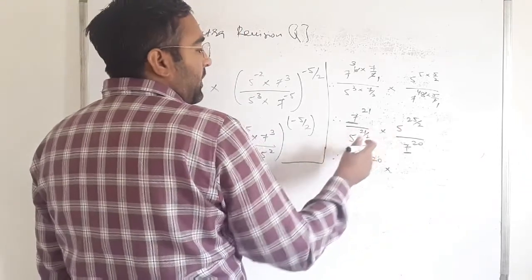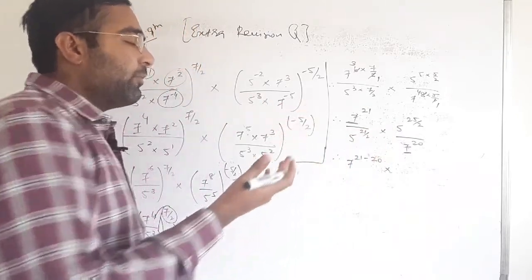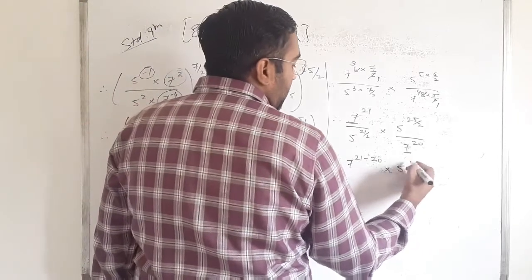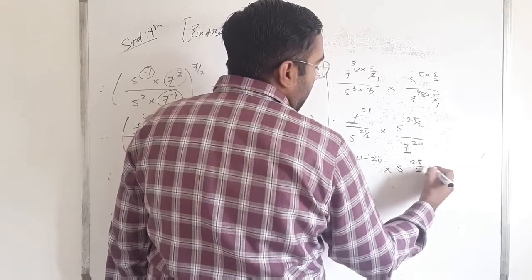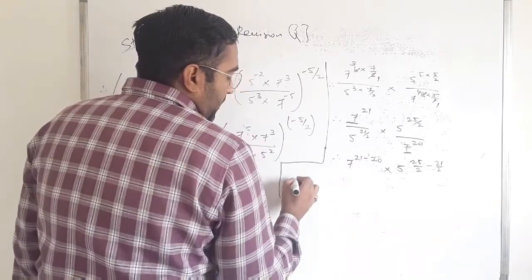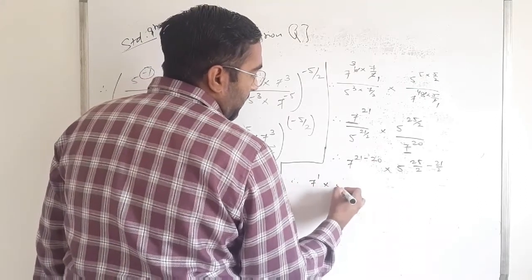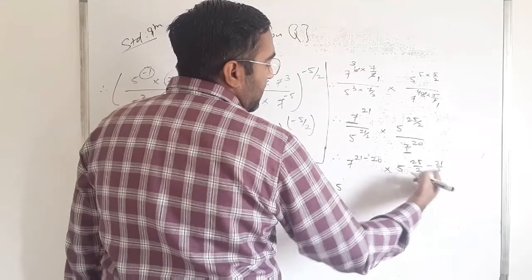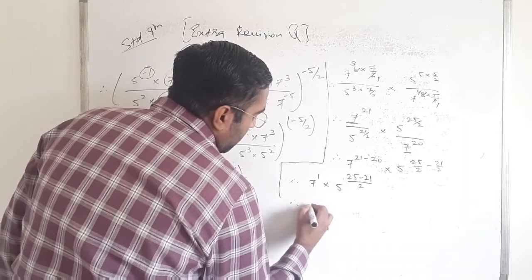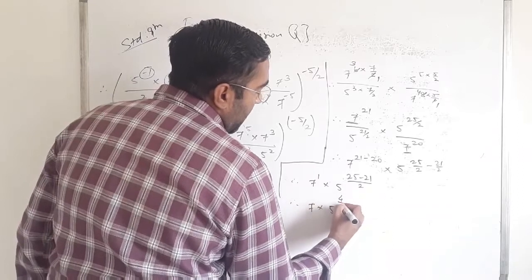and we have to do the same with the 5. Both of the 5s, one of them is in the numerator and one in the denominator, so we should subtract the powers of both of them: 25 by 2 minus 21 by 2. Therefore 7 raised to 21 minus 20, that is 1, into 5 raised to, here the bases are the same, so we have to subtract, 25 minus 21 by 2. So therefore 7 into 5 raised to 25 minus 21, that is 4 by 2.